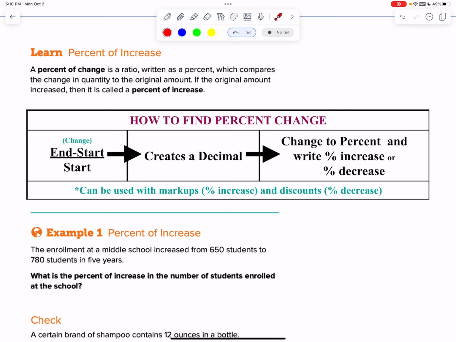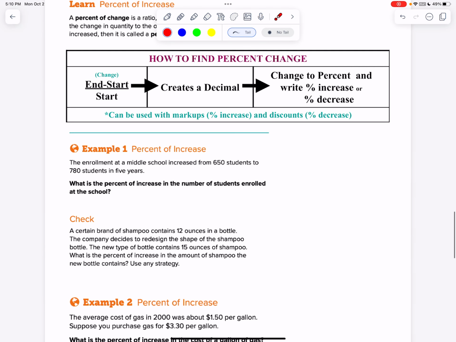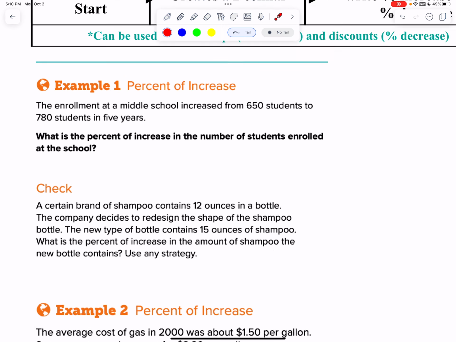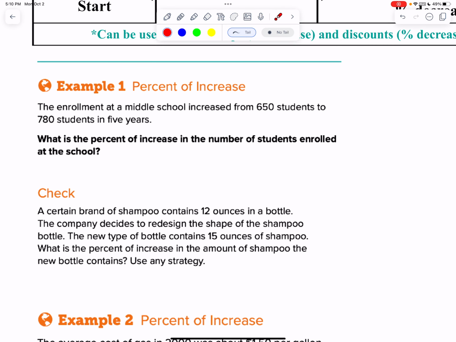Okay, if it goes from small to big, meaning start to end, being an increase, then that's what you need to share at the end. If the start was big and then it went small, then obviously there was a percent decrease. So you have to pay attention to that. I'll show you what I mean right here. Okay, so walk through this. I want you to see all my expectations. The enrollment at a middle school increased, so they're already telling you increased, from 650 to 780.